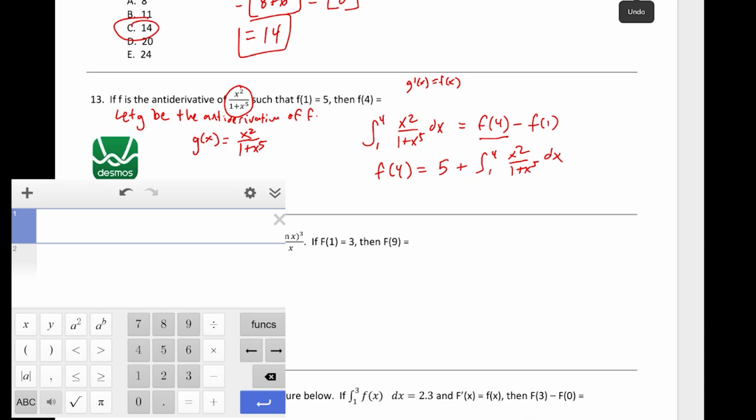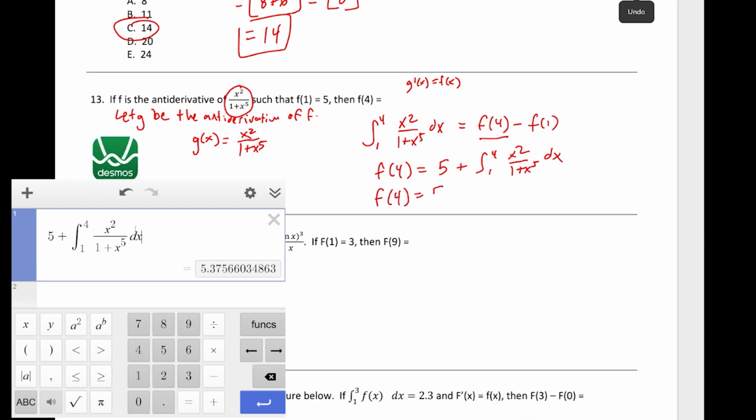And let's get typing here. 5 plus the integral from 1 to 4 of x squared over 1 plus x to the fifth dx. And there you go. So we get f of 4 is approximately 5.375.